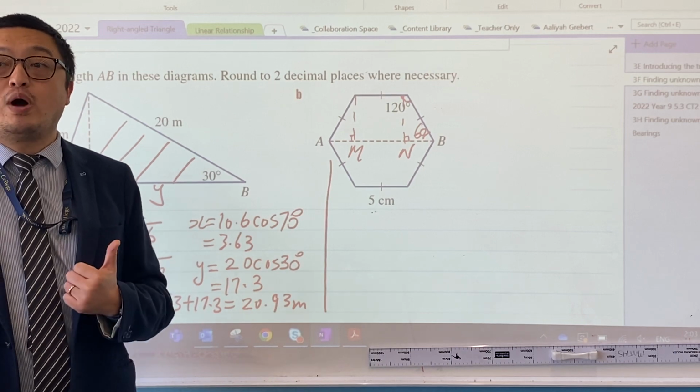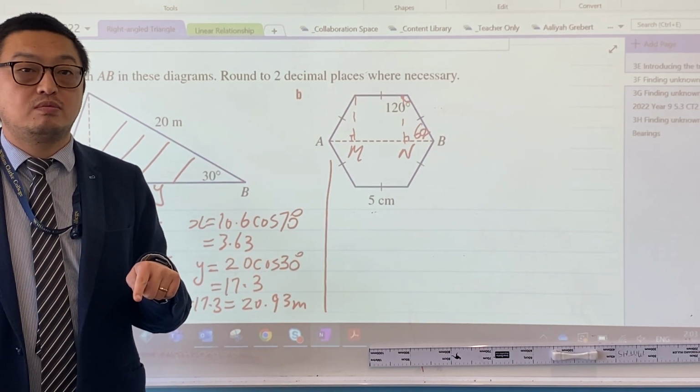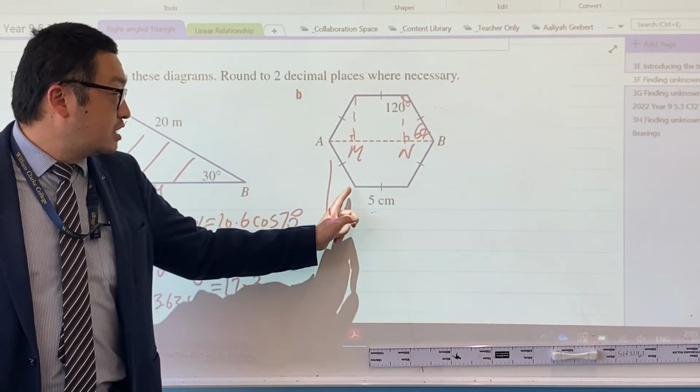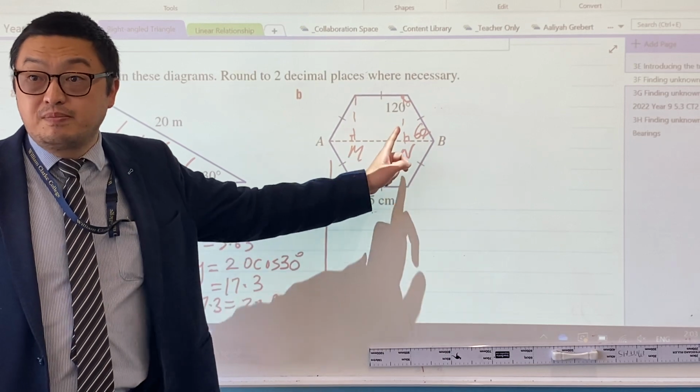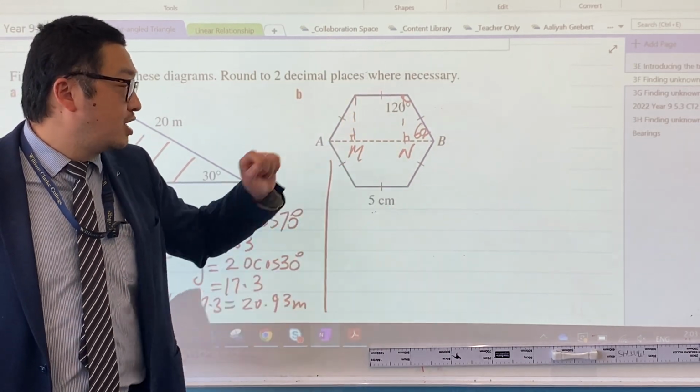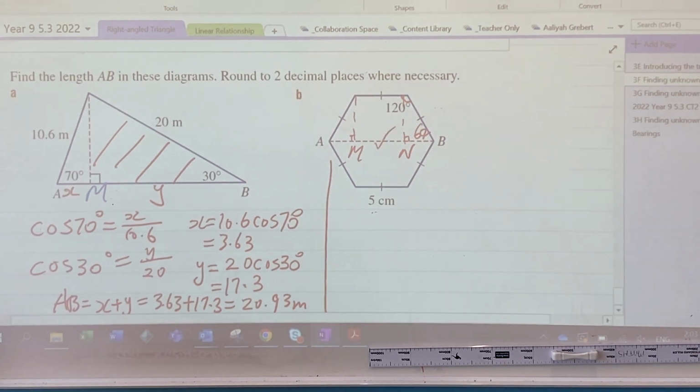Question: do I know MN? Yes. What is it? 5. Perfect. That's here, and here is the same. Now, this part is already solved.